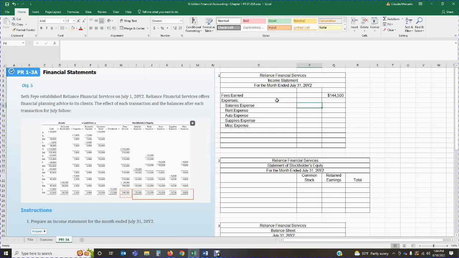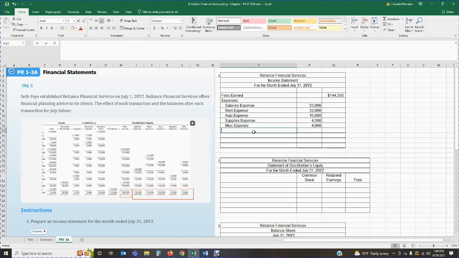Okay. So salaries expense is 55,000. Then we have 33,000 in rent expense. We have 16,000 in auto expense. We've got 4,500 in supplies expense. And we've got 4,800 in miscellaneous expense.